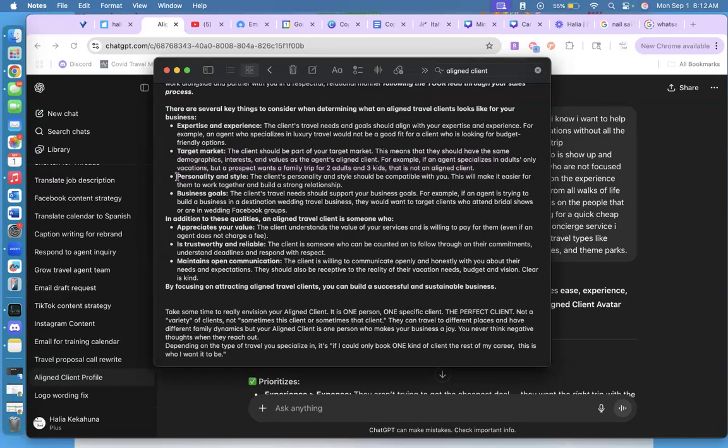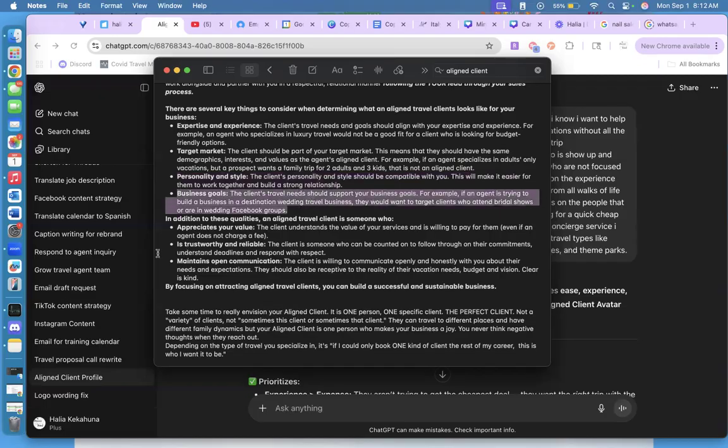Personality and style. And feel free to take any screenshots, you guys, while I have this up. The client's personality and style should be compatible with you. Is that always going to happen? Absolutely not, right? Because there are so many different personalities and types of people and all the things. But again, you're thinking of that perfect person, right? If you could mold a client or create a client from scratch on how you want them to be, that's what we're talking about, right? This will make it easier for you to work together and build that strong relationship with your client, okay?